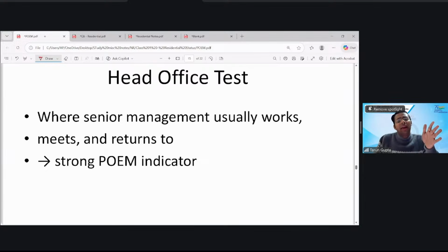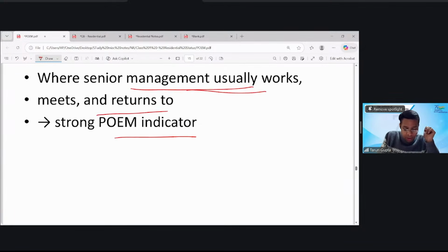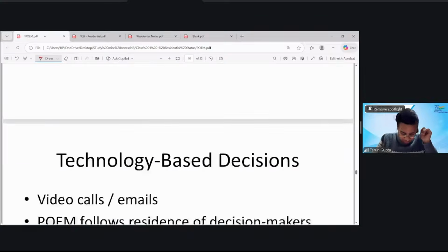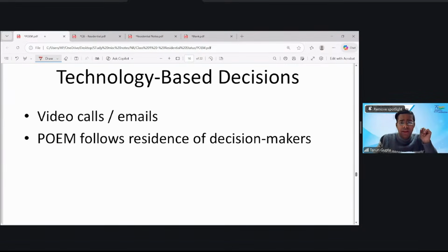Head office is normally said to be the place where the key decisions are taken. So, where is the head office? Senior management usually works, meets and returns there. It is a strong POEM indicator. This all points to a fact. If the decision is technology based, then the POEM should be at the place where the person who took the decision resides.